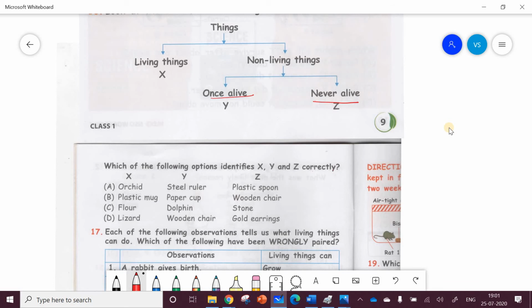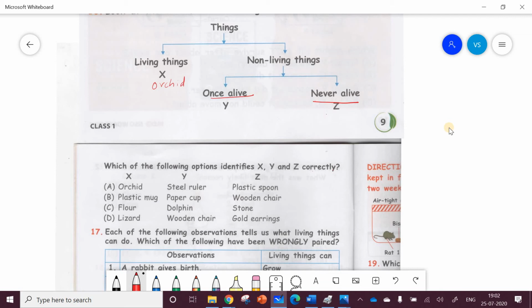Let's see. We start with the first, orchid. Orchid is a flower, so it is definitely a living thing. And once alive, let's see, steel ruler. Do you think a steel ruler can be alive at any time? No, it cannot be alive. That is not a living thing. It's never alive.